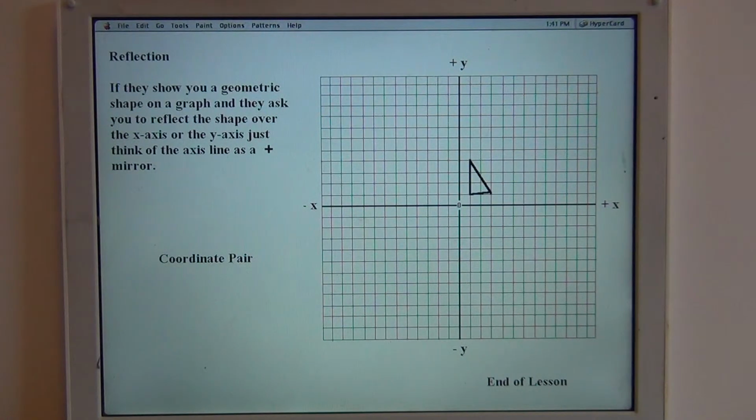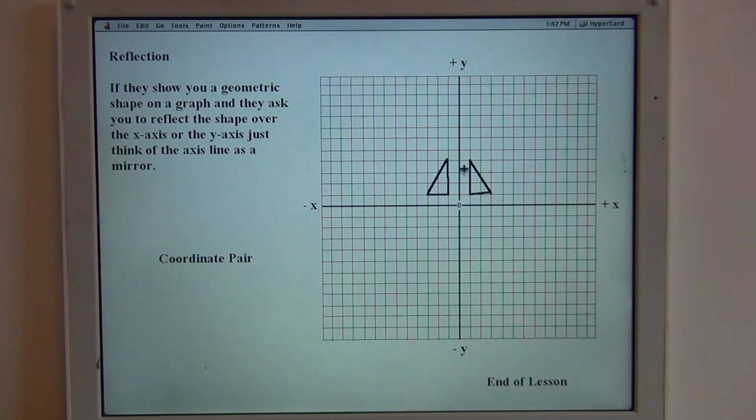Well, all you have to do is think of the axis that they ask you to reflect as a mirror. Let me give you an example. Suppose they said they want you to reflect this figure over the y-axis. Well, this is the y-axis right here. So what they want us to do is draw this figure here like that. So all we did was flip the figure over onto the y-axis.